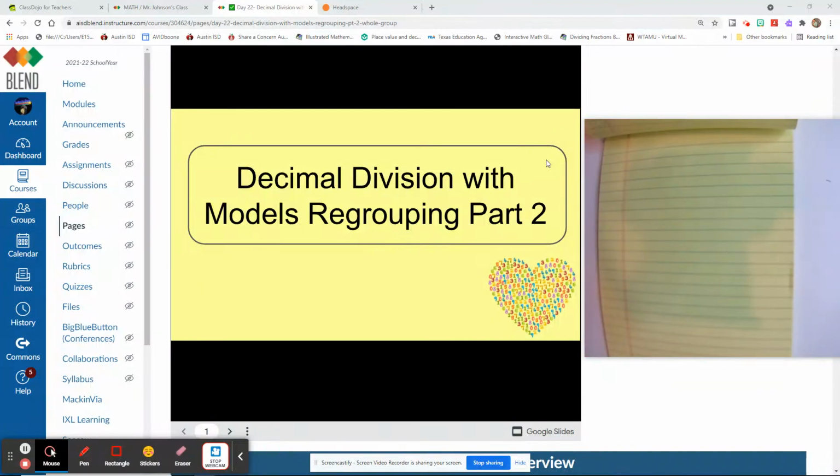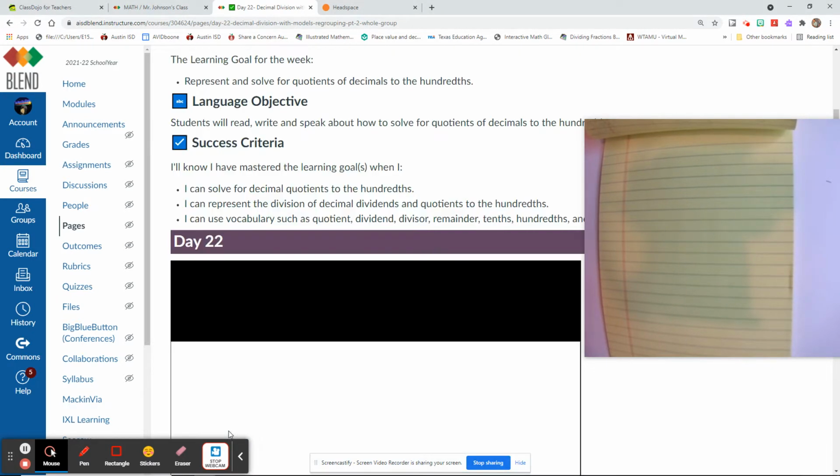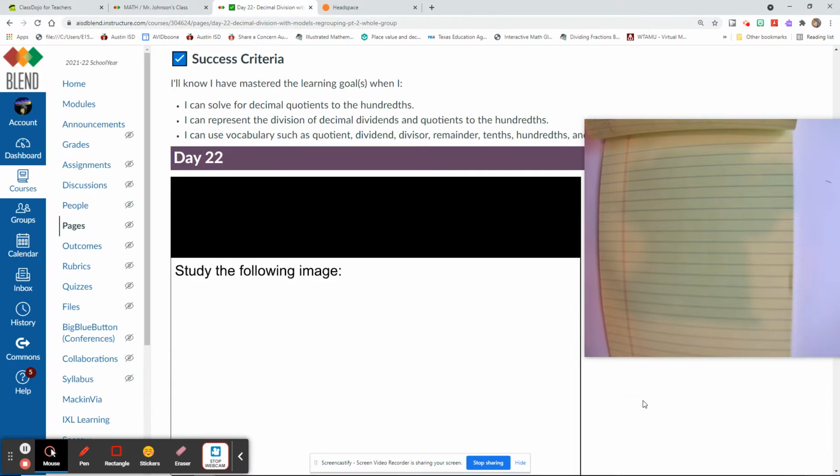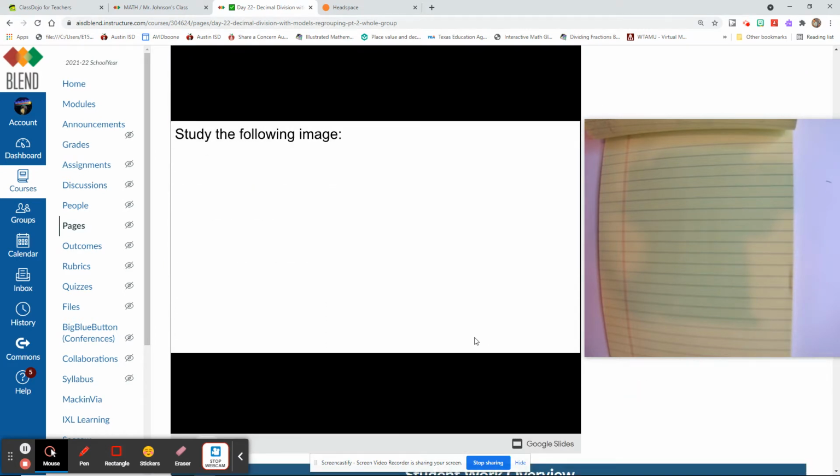How's it going? Let's take a look at decimal division with models regrouping part 2. So Monday we looked at part 1. Today we look at part 2. Here we go. So study the following image.